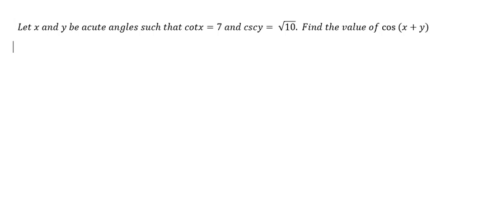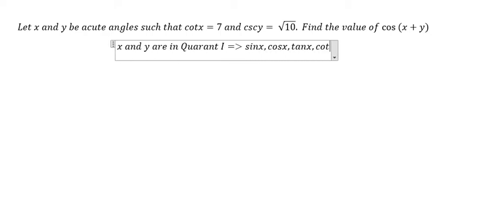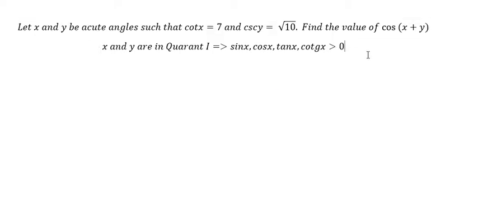We know that x and y are acute angles, so it means that they are in quadrant number 1. If they are in quadrant number 1, sine, cosine, tangent, and cotangent will be positive. It should be like this. Similar for y too.